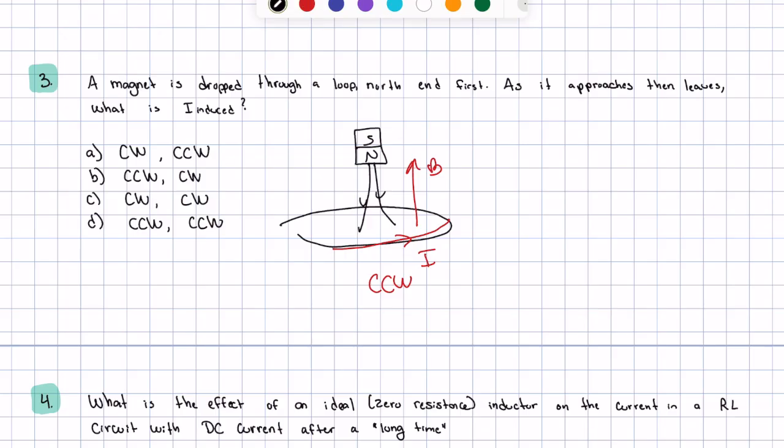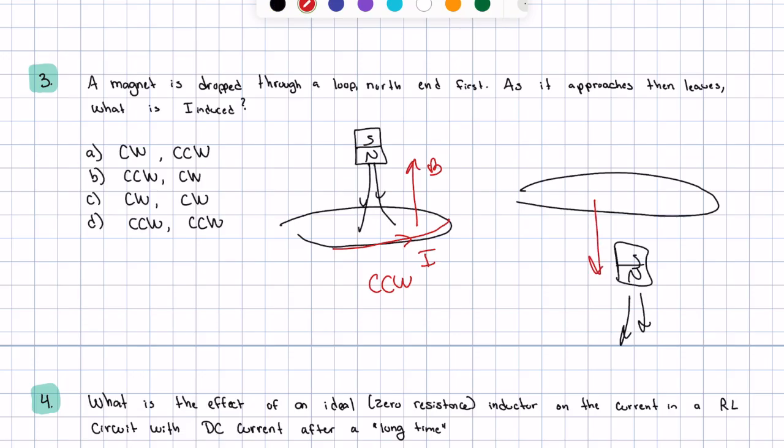So then in the next scenario, when our magnet is down here, we're getting less magnetic field lines going down. So then by Lenz's law, we get a magnetic field pointing down, and to get that, the current has to be going clockwise. So the answer is B, counterclockwise, and then clockwise.